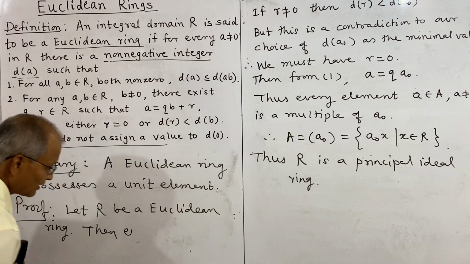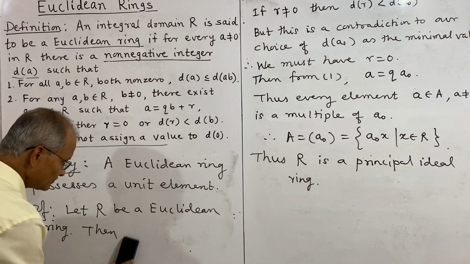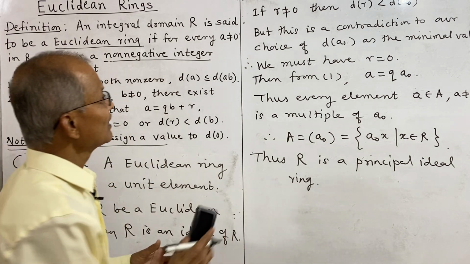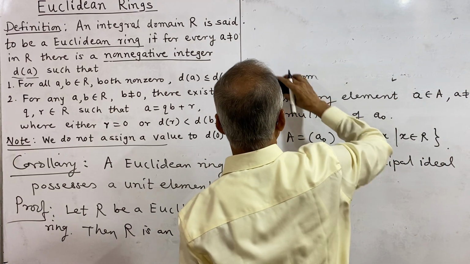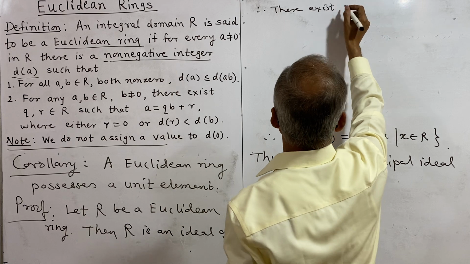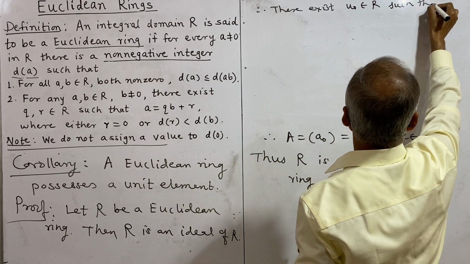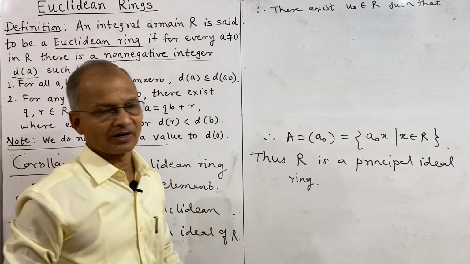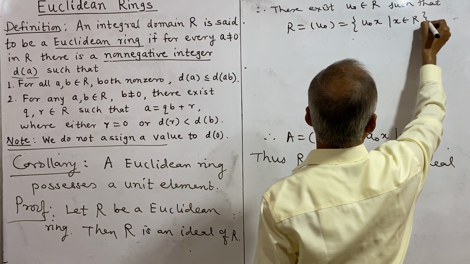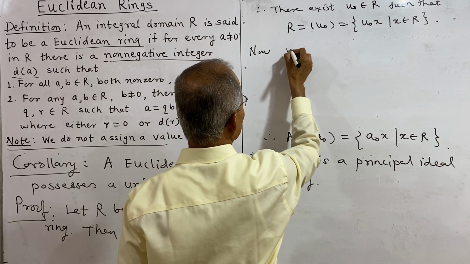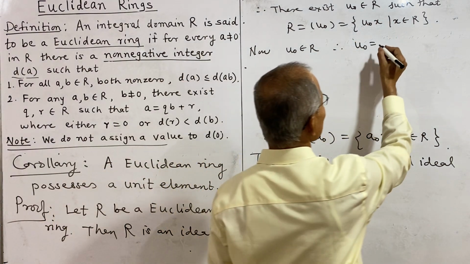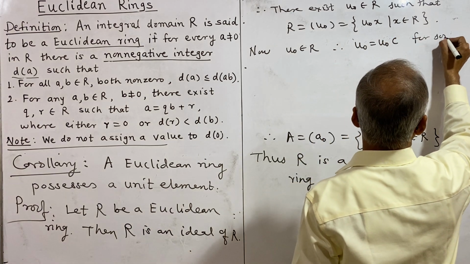Then R is an ideal of itself. R is an ideal, and therefore R is generated by some element, we may say U naught. Therefore there exists U naught belonging to R such that, instead of a naught we are now changing notation and writing U naught, R is generated by U naught, that means U naught x belongs to R. Now U naught is an element in R. Therefore we can write U naught as a multiple of U naught, U naught into C for some C belonging to R.